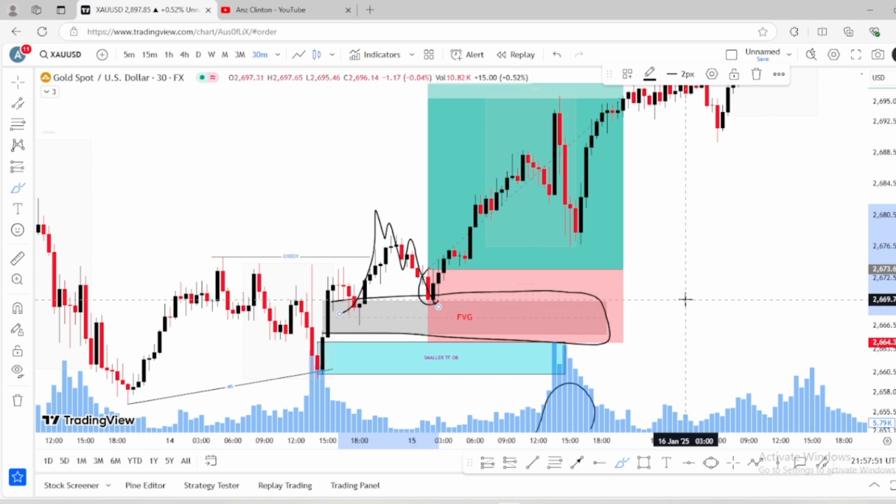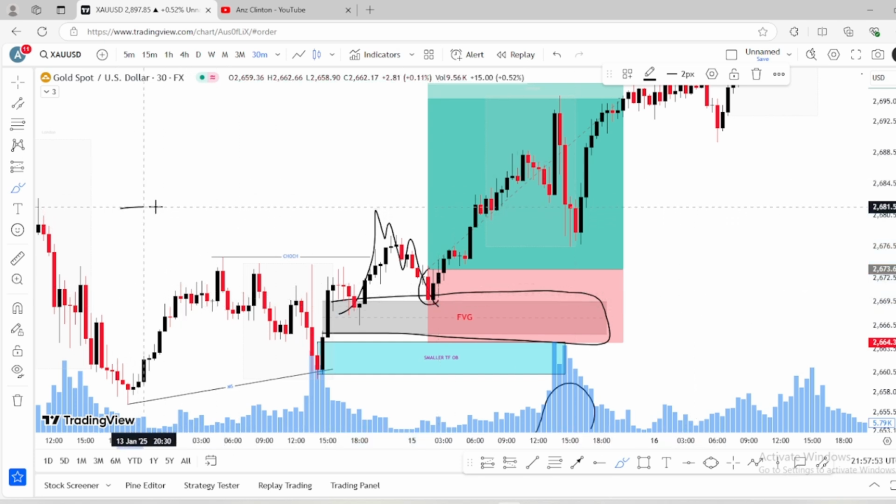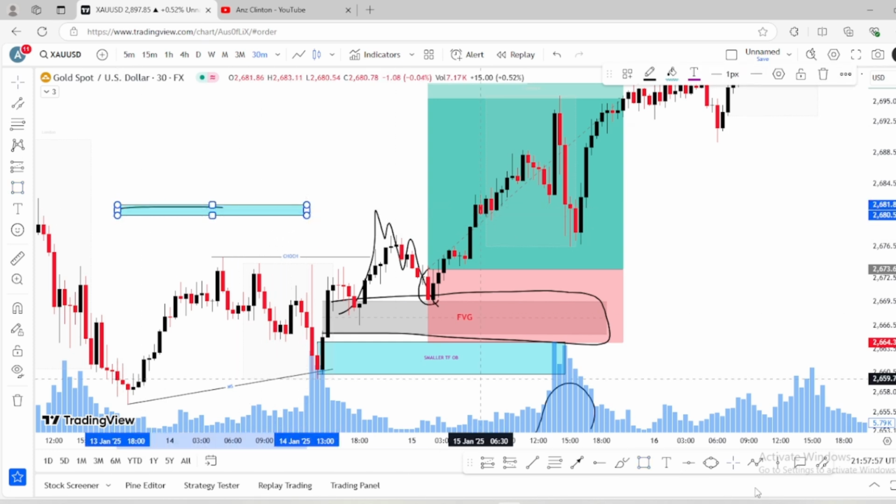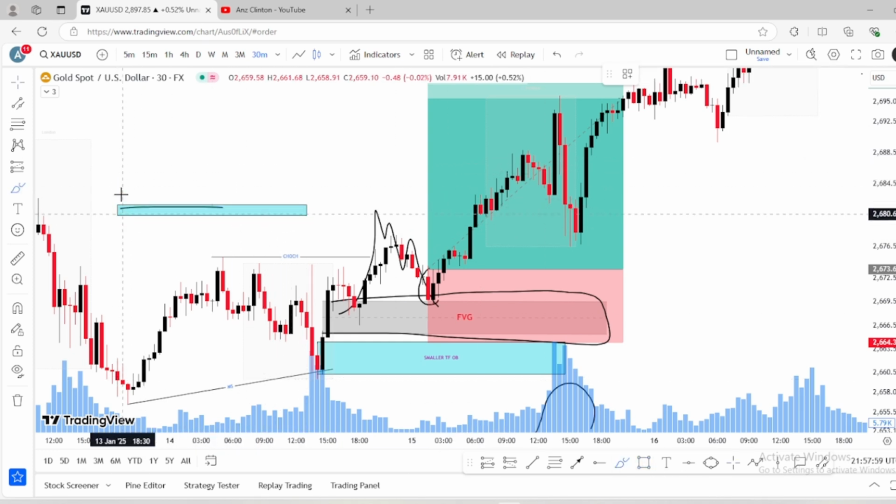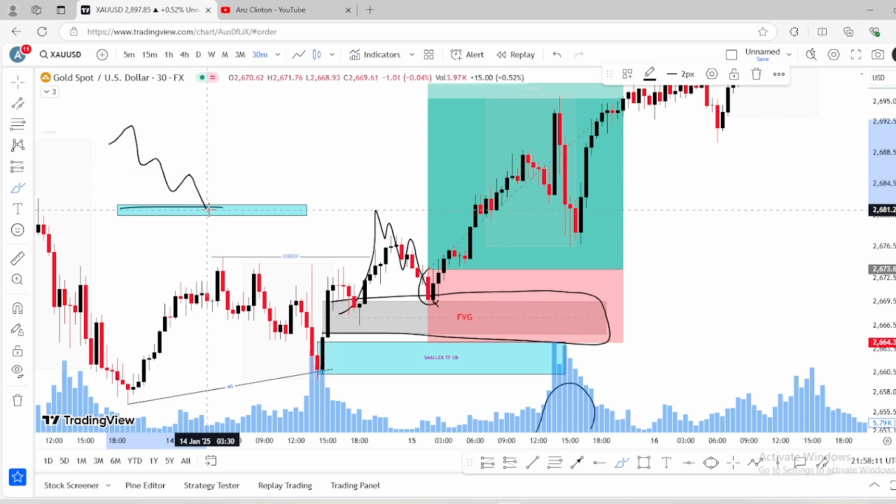If I mean change of character, let's say this is a fair value gap, let's say this is a zone that I'm expecting price to react to. Let's say it's a fair value gap zone. Okay, and price comes into the fair value gap, creating, let's say, lower high, lower low, lower high, lower low, lower high, lower low. Okay, created something like this, and it changes character.